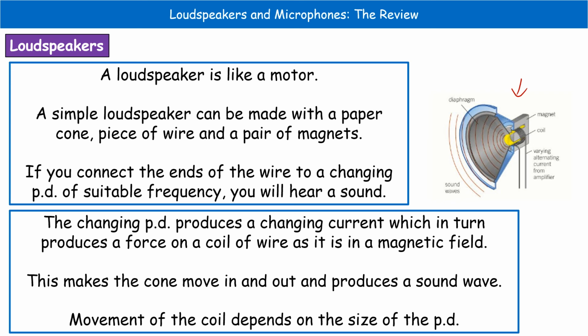In this case, what we're doing is we're sending an electrical signal into the device itself. So what we have is a changing potential difference, which produces a changing current, and as a result of that, we produce a force on the coil of wire because it's in that magnetic field. So as a result of that, it moves the cone in and out, which then produces the sound wave. That's the basics of how our loudspeaker works, kind of the opposite of the microphone.